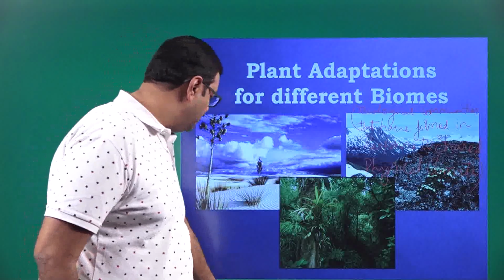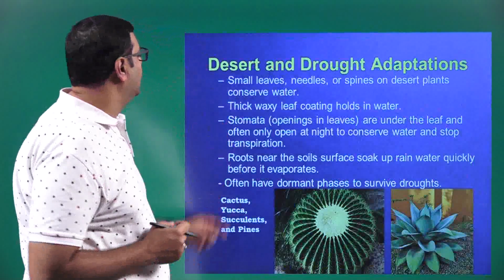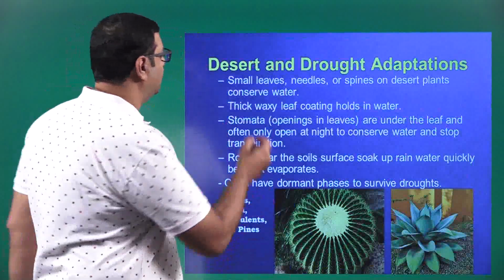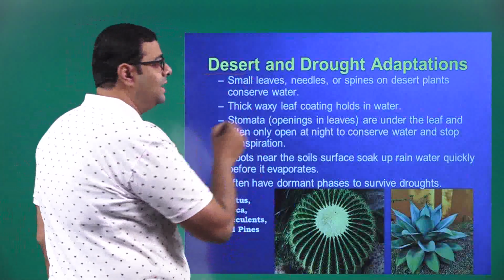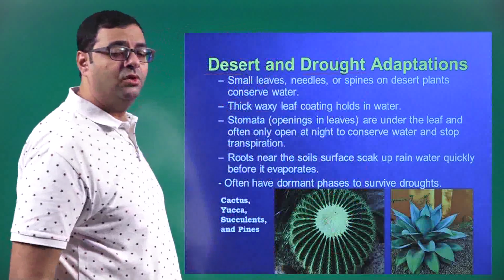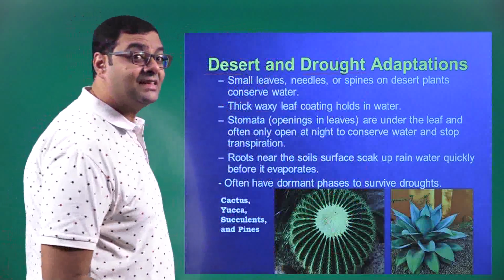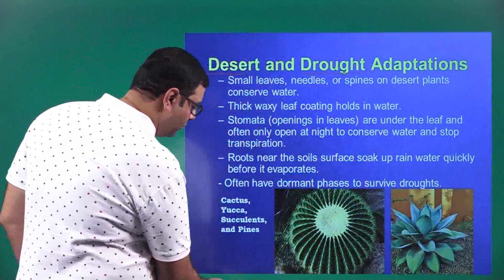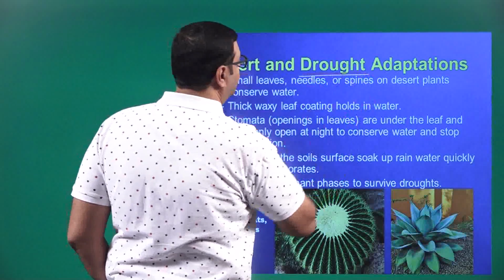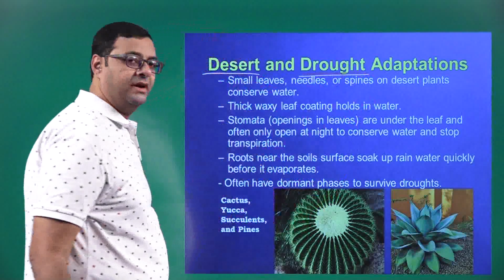Now moving on, desert and drought adaptations. You might have understood what a desert is, and what a drought is. Drought means there will be very less amount of water. I'll not say no water, I'll say very less amount of water here. Desert and drought adaptations.